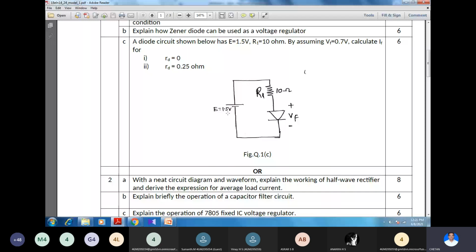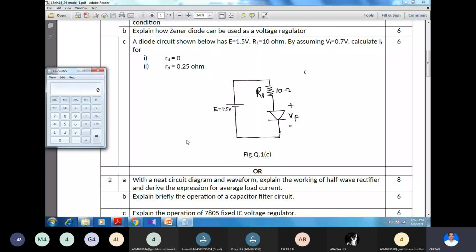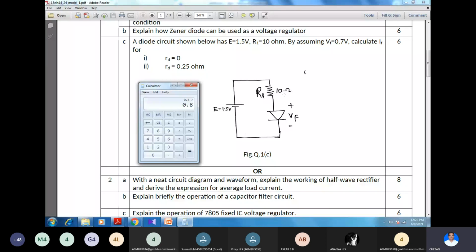Resistance is 10 ohm. For the first case, Rd is 0. Therefore, if we use a calculator, in the numerator you have the resultant of two voltage sources, which is 1.5 volt minus 0.7, which will be 0.8, divided by the resistance, 10. So you will get this as 0.08. If you convert that to milli, this would become 80 milliampere. 80 milliampere, that is the answer for capital I, or current, for the first case where Rd is 0.